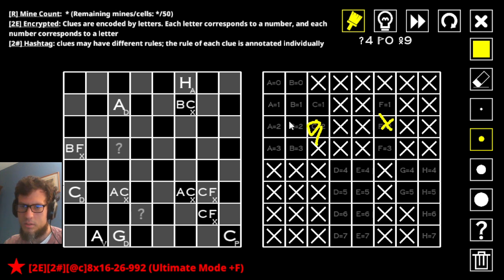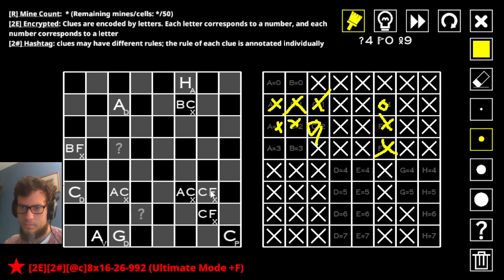Is that allowed? What happens now? C is 2. So if this is 2, I need 1 mine among those and 1 mine among those. So if F is 3, it would force both of those to be mines, which we can't allow, so F has to be 1. Okay.